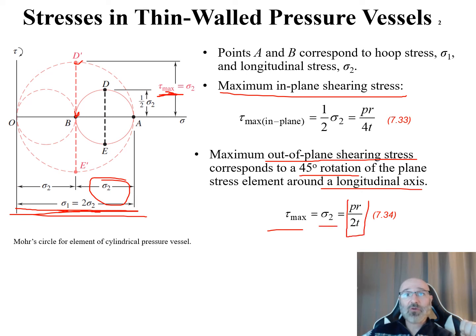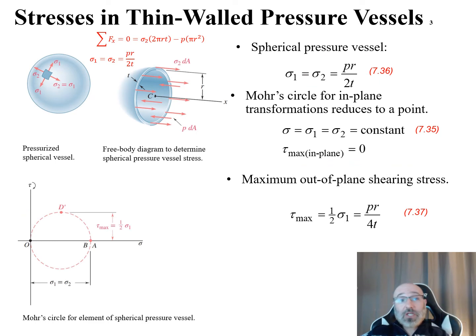This is our PR over 2T, which is now our relationship here in equation 7.34 in our textbook, showing us that our tau max is equal to that sigma 2, or our longitudinal stress. So as we wrap up our section on our stresses in thin-walled pressure vessels, we want to take a look at another shape. Now we're going to take a look at a spherical pressure vessel.